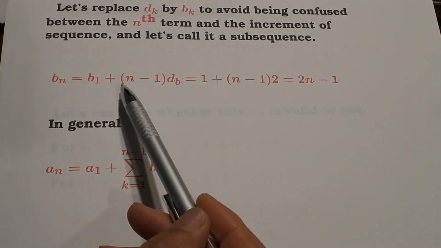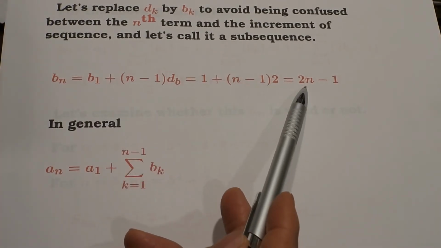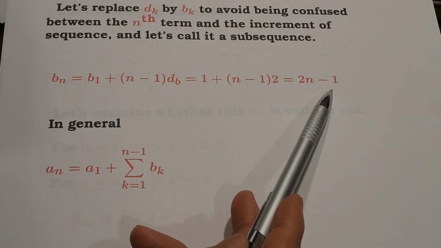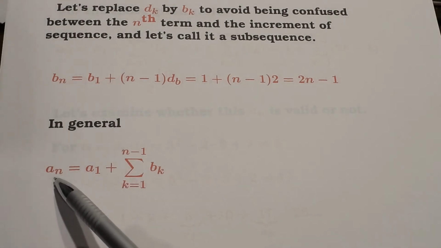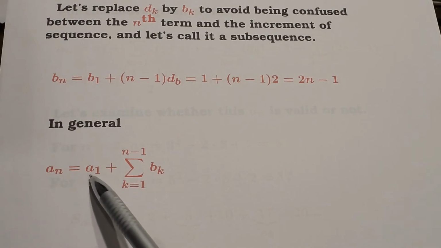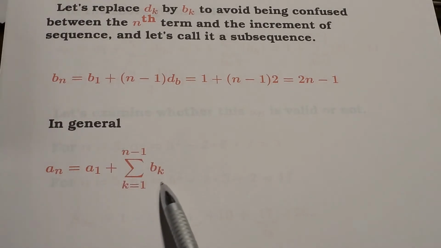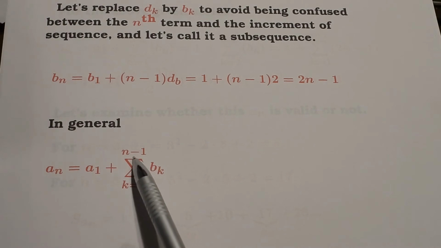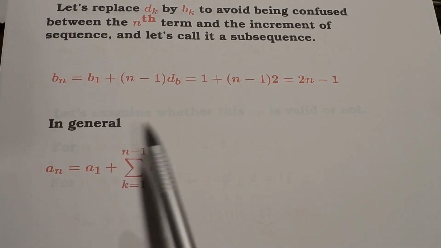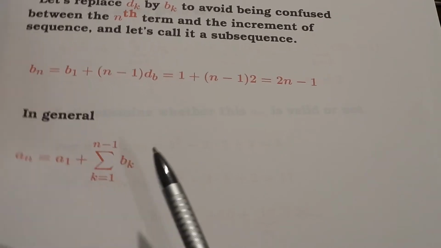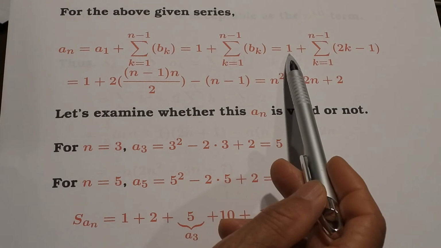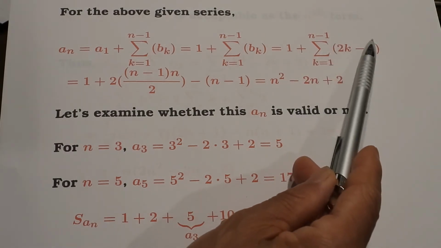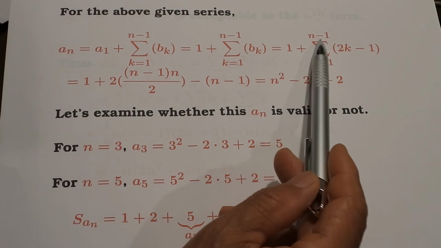Okay, now, the subsequence's nth term is 2n minus 1. And for the nth term of the primary sequence, we go back to the first value plus the sum of the subsequence, but one less. Okay? One less. We already saw that. Why one less? So first value plus the sum of the subsequence with one less term.